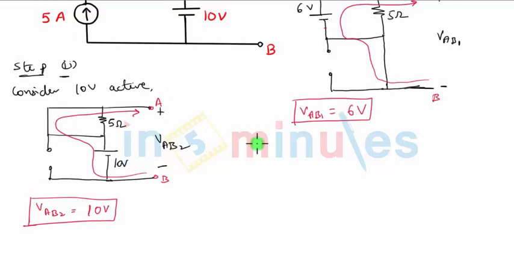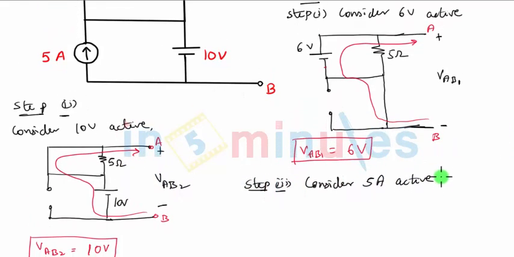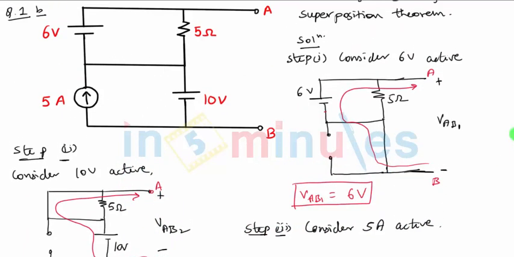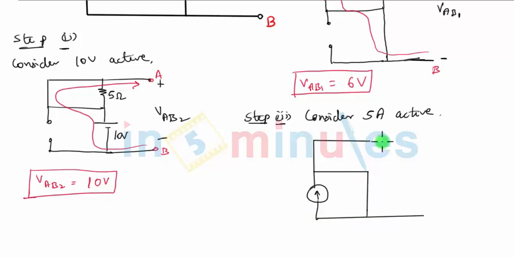And finally, let's go through one last step, step number 3, where we will consider 5 amperes active. When I consider 5 amperes active, I'm going to replace the other sources. Other sources are voltage sources, so both will be short circuited and 5 amperes will remain in the circuit. So this is my 5 ampere current source, and you can see I have short circuited 2 voltage sources.